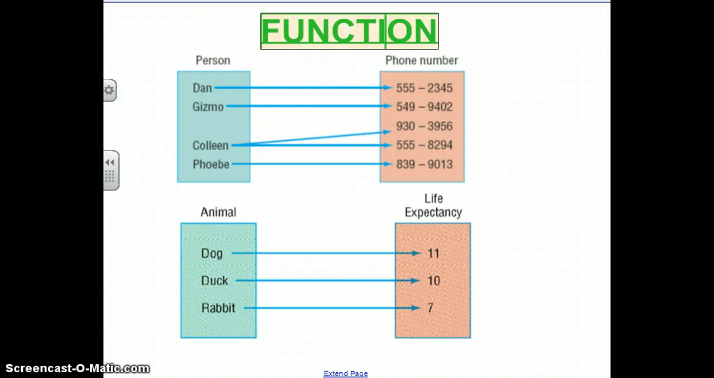Let's look at this again. It looks like Colleen is going to this cell number, and then she decides to go to this cell number, and that's what's not a function, because for every x, there's not just one cell number, there's 2.